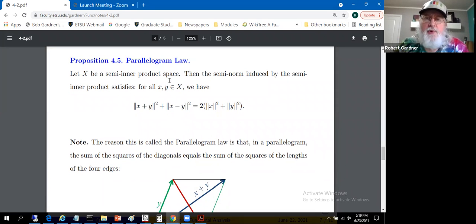That's a hell of a claim. We'll use the parallelogram law to establish it. So suppose X is a semi-inner product space, then the semi-norm induced by the semi-inner product satisfies the following conditions. So if we started with a semi-inner product and produced a semi-norm, then that semi-norm must satisfy this. If you've got a norm that doesn't satisfy this, then it isn't a norm induced by an inner product or semi-inner product, and that is what we'll actually use this for.